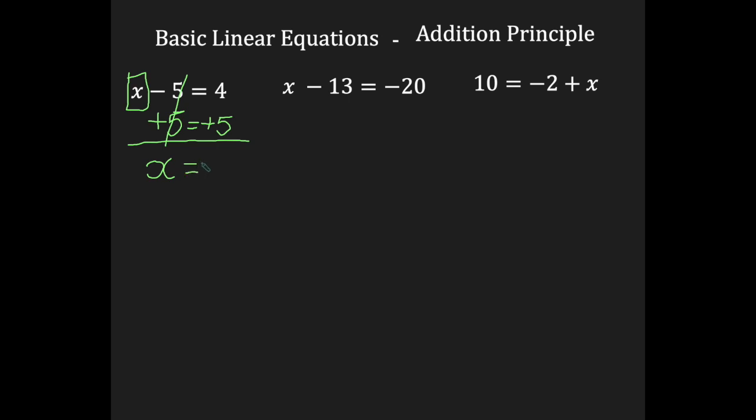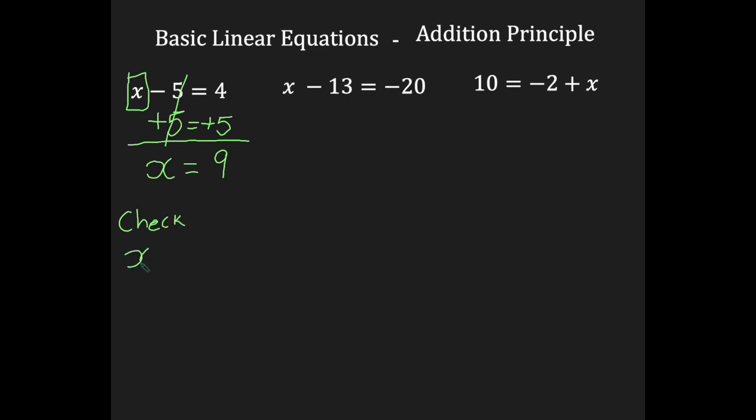That was our aim. And then over here on the right, I'm going to combine. Now the 4 and the 5 are both positives. So remember the rule for adding integers. When the signs are the same, you add and keep the sign. So my answer is x equals 9. You can check.